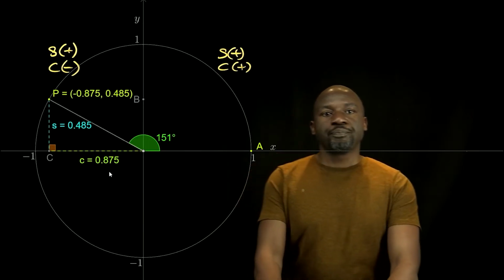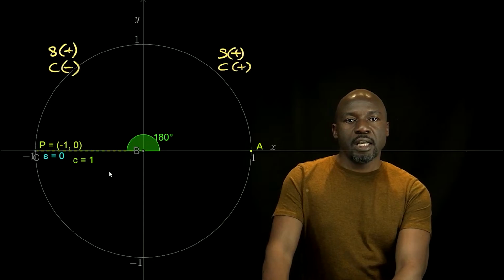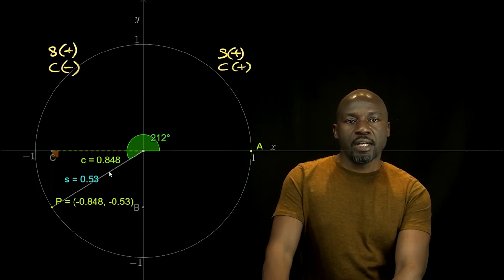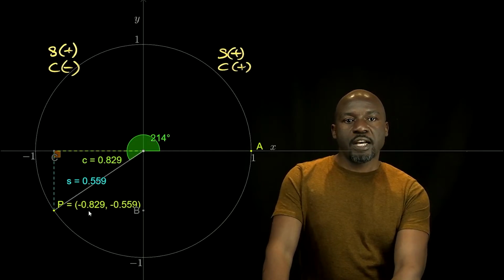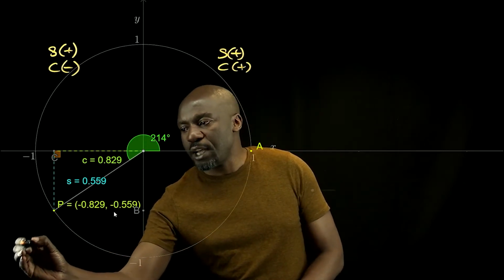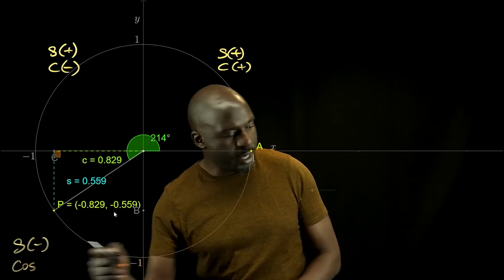Now let's move on. So beyond 180 degrees, we can still find the sine and the cosine of an angle. As you can see, both sine and cosine are now negative. So we can say that in this quadrant here, the sine of the angle is negative and the cosine is also negative.